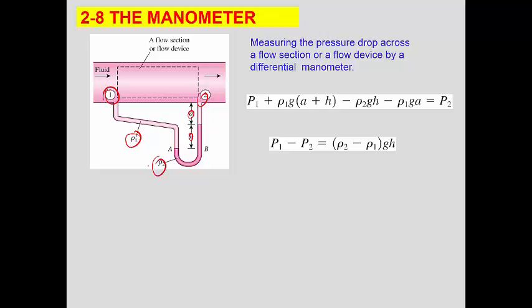So the expression then is P1 plus the density 1 times g times A plus H. In this case, we went from P1 all the way here, and then you go up, and it's this expression minus, and then you go up again, and this is the minus. And then whenever this expression is simplified, the difference in pressure is going to be rho 1 minus rho 2, or rho 2 minus rho 1, times the H. But it's the same principle.